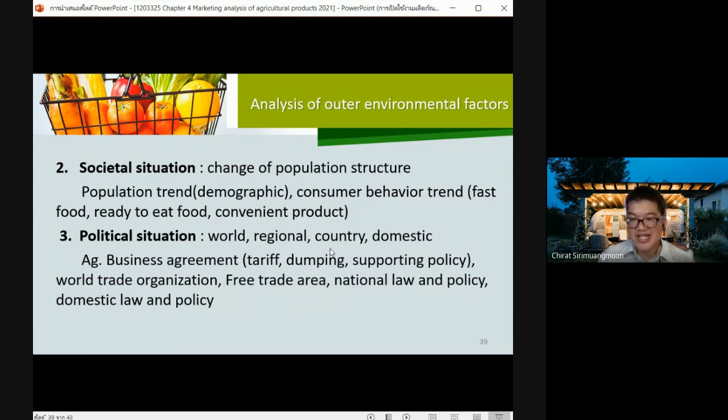National laws and policies: think about the laws that our country has and the policy. For us in Thailand, we have the policy to be the kitchen of the world. So we produce food products. We produce many agricultural products to serve the world. So this is the analysis of the environmental factors, and also domestic law and policy too. Some countries or some provinces might have specific laws that you need to follow.